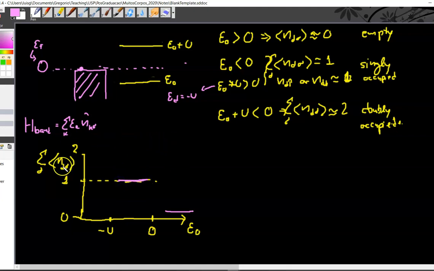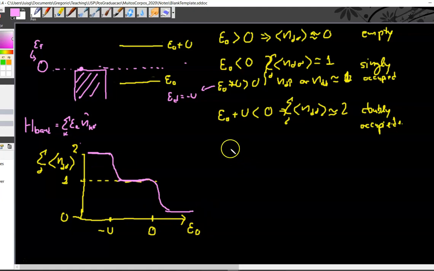So that's again n up plus n down in these situations would be around 1, and below minus U I would try to see something like this, okay? This would be closer to 2. So then here it becomes very favorable for the level to be doubly occupied, okay? And of course, the transition between these two is not discontinuous or very sharp. It's actually kind of smooth, right? It would be something like that if I would draw the total occupation as a function of epsilon 0.